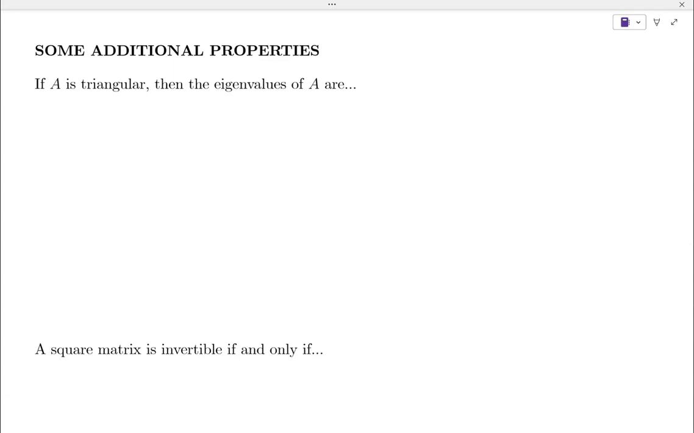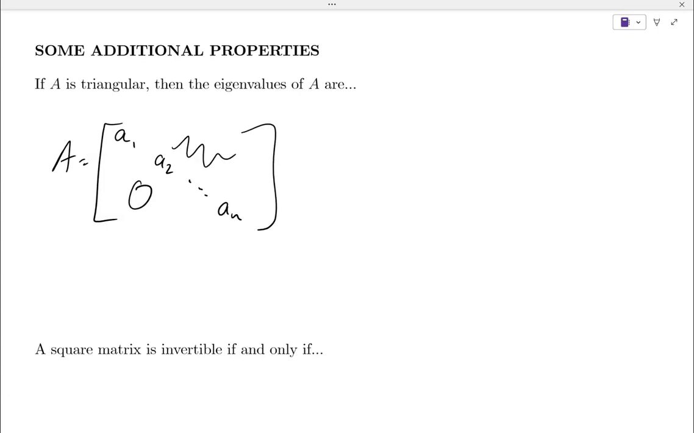If you have a triangular matrix, how do you take its determinant? Yeah, just multiply the diagonal entries, right? So if you've got some triangular matrix, and just for argument's sake, I'll write it as A1, A2, down to AN. Let's say it's upper triangular. The argument's going to be exactly the same if it's lower triangular or if it's diagonal.